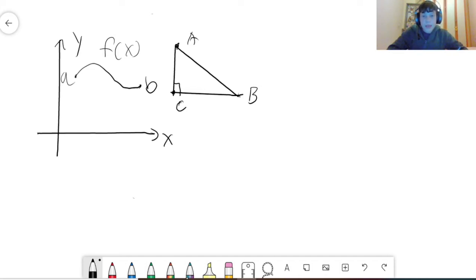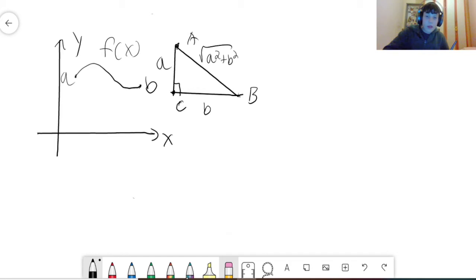AC is an easy length to find, YA minus YB. And the length of BC is easy to find, it's just XB minus XA. Then we use the Pythagorean theorem to find AB. We'll just be using the simple Pythagorean theorem: this is a, this is b, and then this is the square root of a squared plus b squared, or a squared plus b squared is equal to c squared, or whatever you prefer.